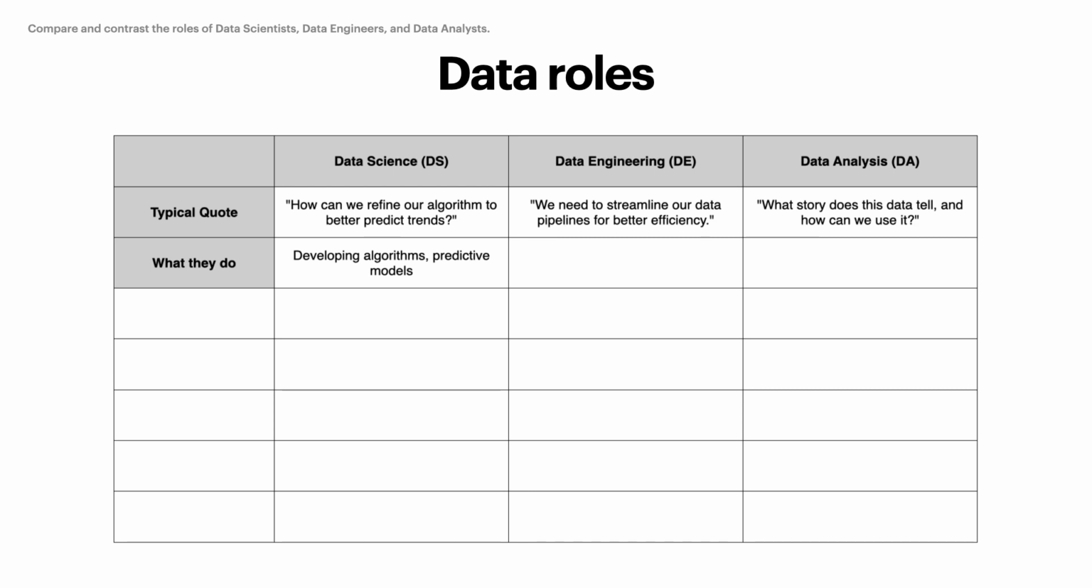Now let's think about data engineering. They're trying to streamline data pipelines for better efficiency. What does that mean? That means they're trying to grab data from lots of sources like databases, the website, perhaps little devices on users, and they're trying to pull it all into one place. So what do they need to do that? Well, they need to write programs and they need to build and maintain data infrastructure. That means they need to look after the machines that are dragging all those things into the right place.